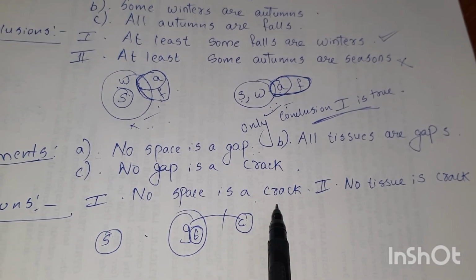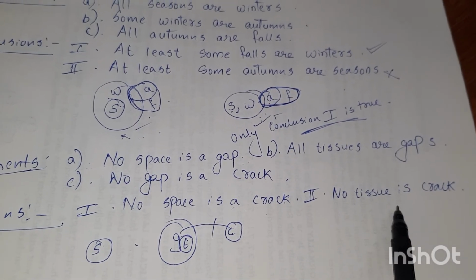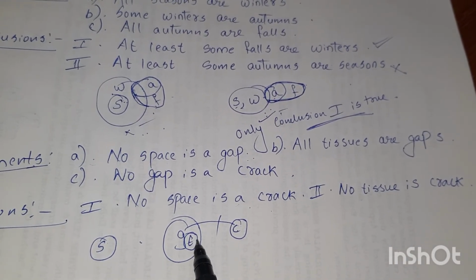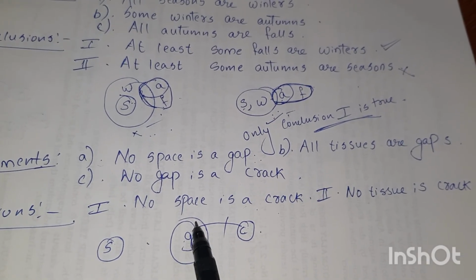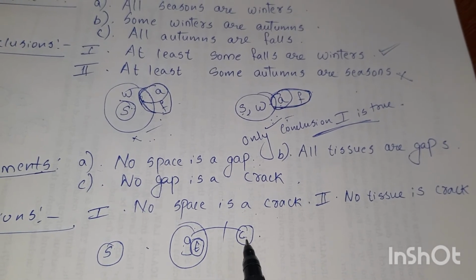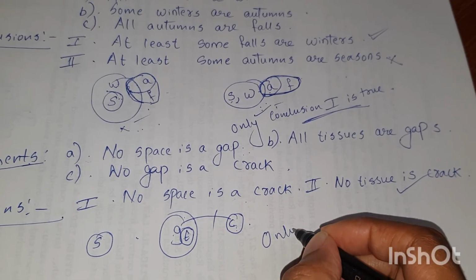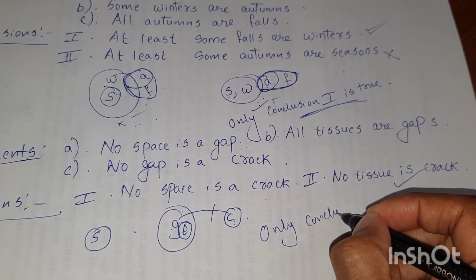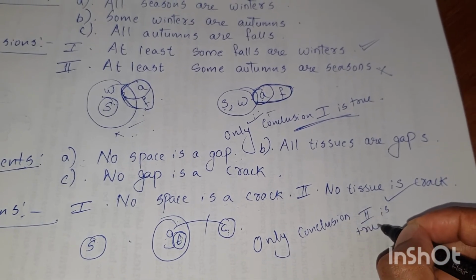No space is a crack. We can't say anything. So it is not true. And the second one, no tissue is a crack. It is true. Why? Because all tissues are gaps and no gap is a crack. That means no tissue is a crack. So the second one is true. So the answer is only conclusion 2 is true.